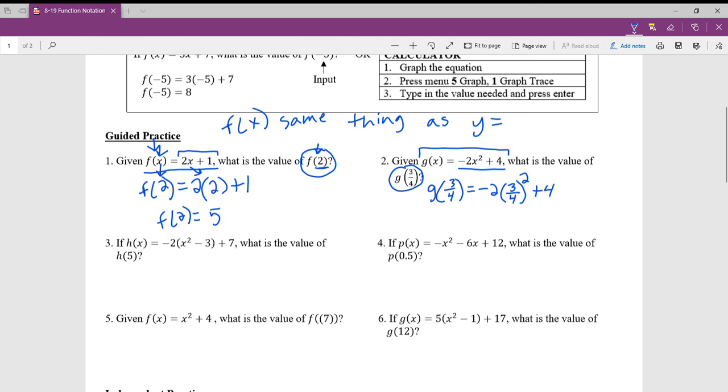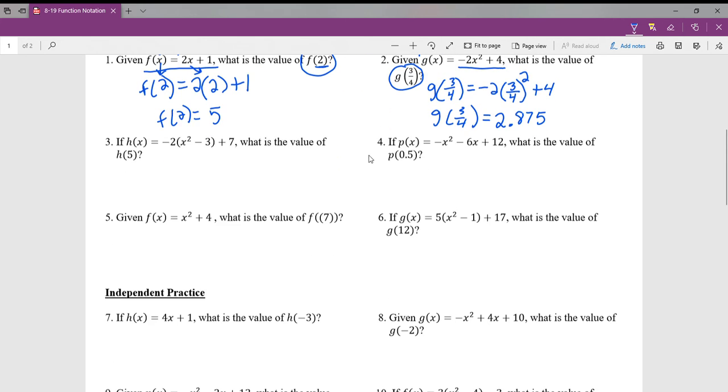And again, we don't really care that it's a decimal. All we care about is our answer. So g of 3/4 is equal to, and let me double check what that was, 2.875. And I'm not as concerned with the fractions one, so if you're having trouble with that, it's okay. I'm going to try and do at least one more on this video.